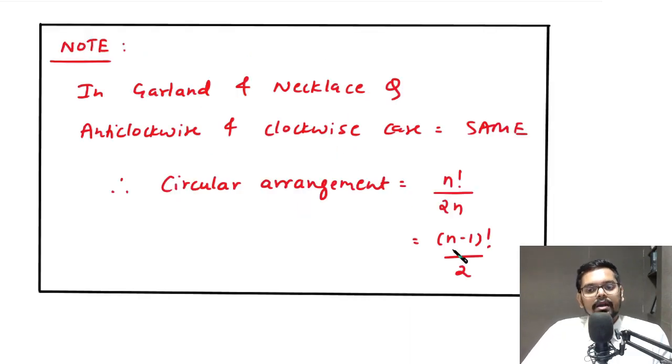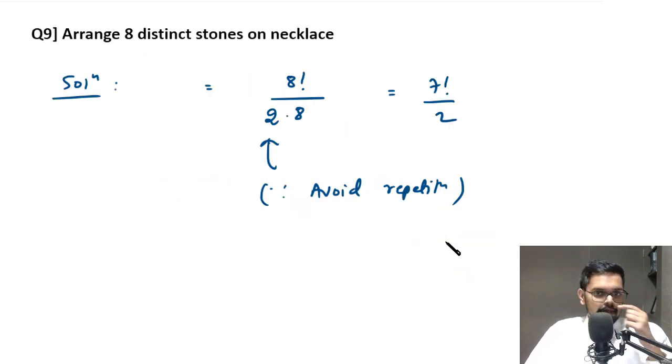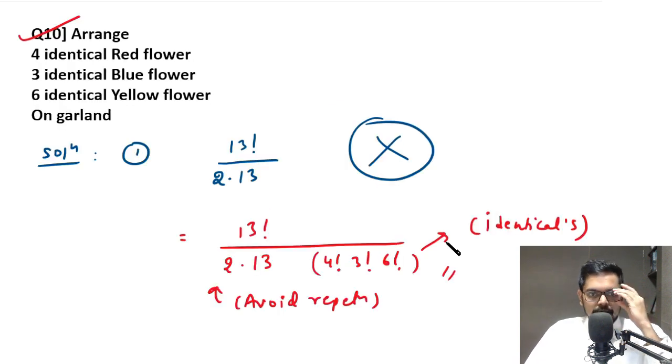How to do that mathematically? Divide by 2. That's all. So in these questions we divided by 2 to get the answer. And if identical items come, then make sure you are making that division as well.